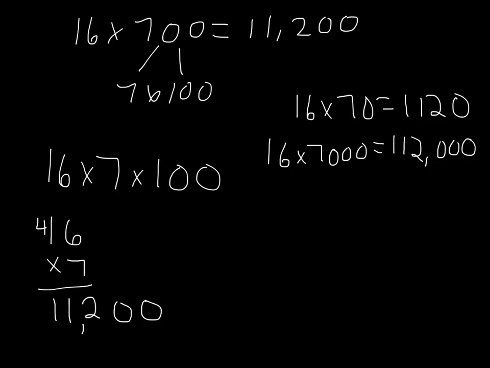And so anytime numbers end in zeros, I can multiply without the zeros. That's an easier multiplication problem, and then add the zeros at the end, because this is like 16 times 7 times 100, or 16 times 7 times 10, or 16 times 7 times 1,000.